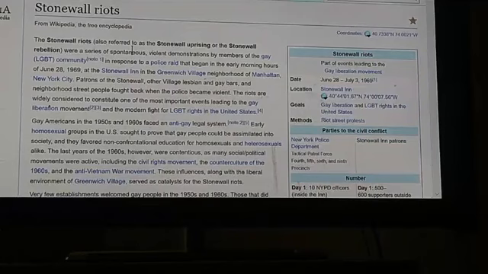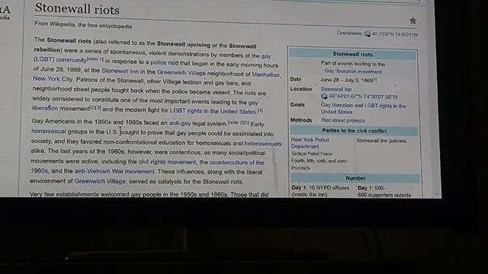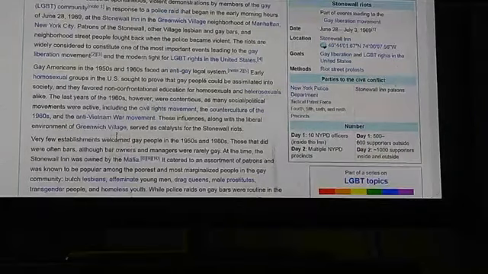All right. So, Stonewall Uprising or Stonewall Rebellion was a series of spontaneous violent demonstrations by the gay community in response to a police raid that had begun in the early morning of June 28, 1969 at Stonewall Inn in Greenwich Village neighborhood of Manhattan, New York City. Patrons of Stonewall and other village lesbian and gay bars and neighborhood street people fought back when the police became violent. The riots are widely considered to constitute one of the most important events leading to the gay liberation movement and the modern fight for LGBT rights, right?